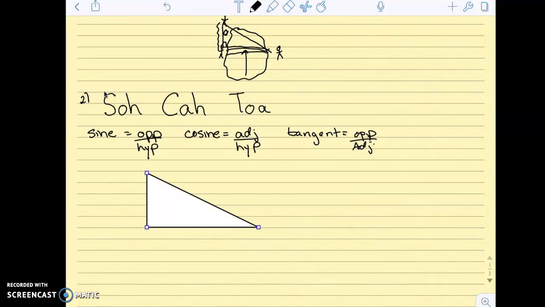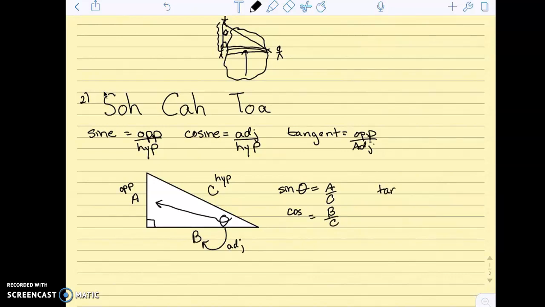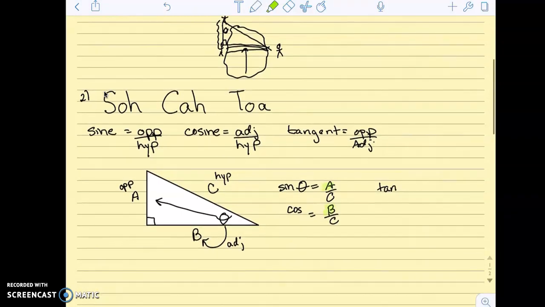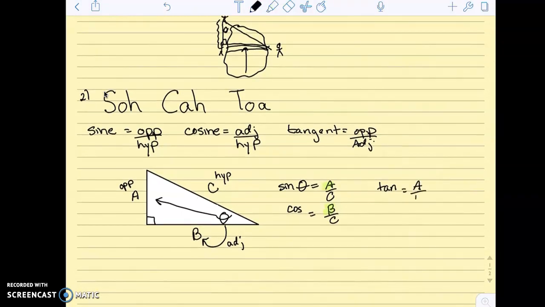What does that look like in a triangle? Well, here's my happy little right triangle. Here's good old theta. Here's sides A, B, and C. Sine of theta would be opposite over the hypotenuse, so A over C. Cosine would be adjacent over hypotenuse, so B over C. And tangent is a combination of sine and cosine. It's A over B. Neat.